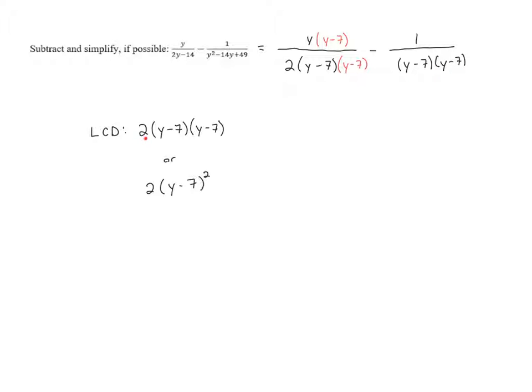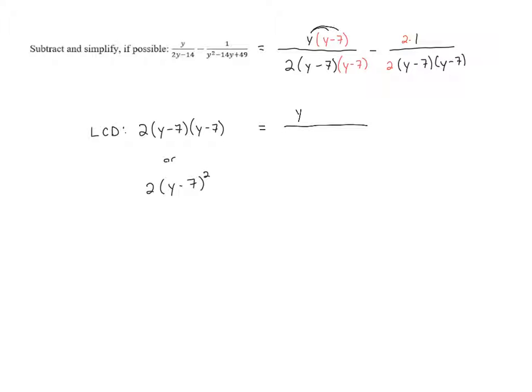That is clearly missing the 2. So in this case, we have to multiply the bottom and the top by 2. Once we've done this, we have the LCD, and we can proceed. We need to expand the numerator, and so we need to distribute that y.